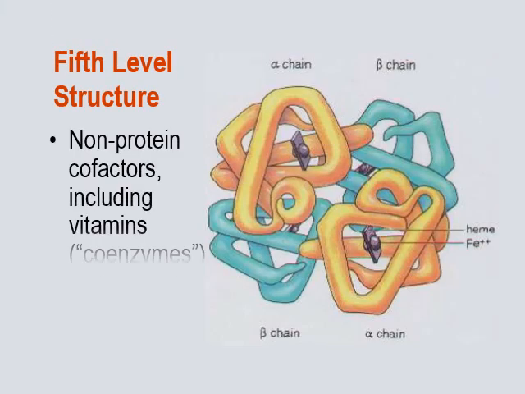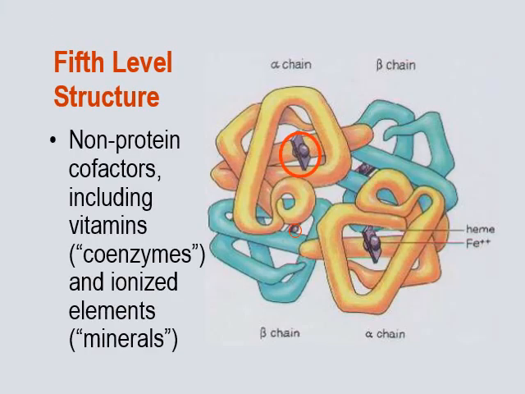Some proteins may have a 5th level of structure, but this 5th level is not actually protein. The 5th level would be non-protein cofactors, such as vitamins acting as coenzymes, or ionized elements, popularly called minerals, like magnesium or manganese or selenium, that bind to the protein and activate it.